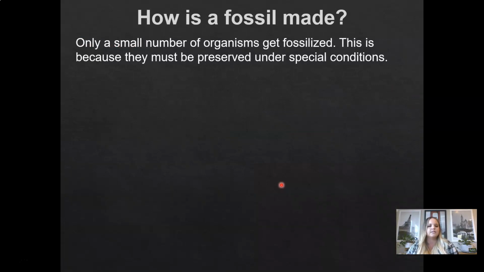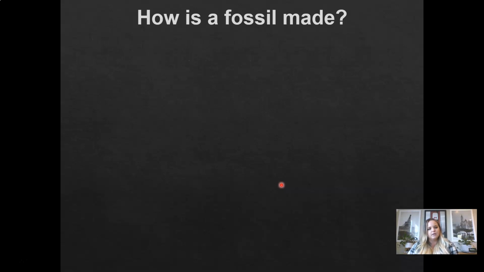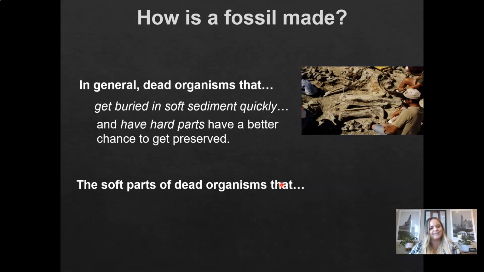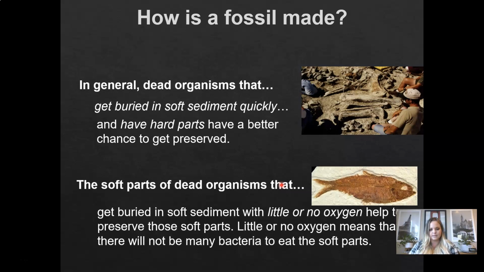So how is a fossil made? Most of these have to be under very specific circumstances in order to be fossilized. So very few organisms actually get fossilized. There are very special conditions that are needed. In general, we need a dead organism that gets buried very quickly in preferably soft sediments. And if they have hard parts, the more likely they are to be fossilized. If they have only soft parts, you need some sort of situation where there's little or no oxygen so that the soft parts get preserved, like in the carbonization preservation process.